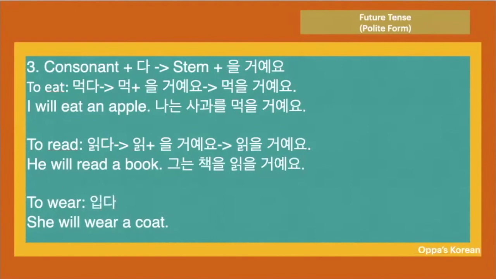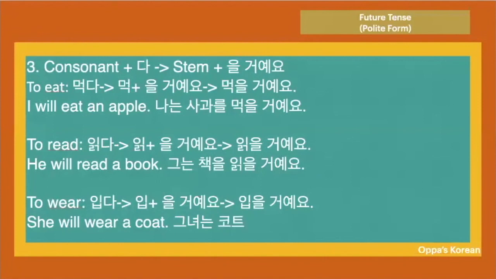To wear is 입다. You find the stem first, 입, it is the stem, and plus ending 을 거예요. So it goes to 입을 거예요. In a sentence, she will wear a coat. She is 그녀, subject marker, 그녀는. A coat is 코트. So coat is an object in this sentence, so an object marker, 코트를, will wear 입을 거예요. She will wear a coat.